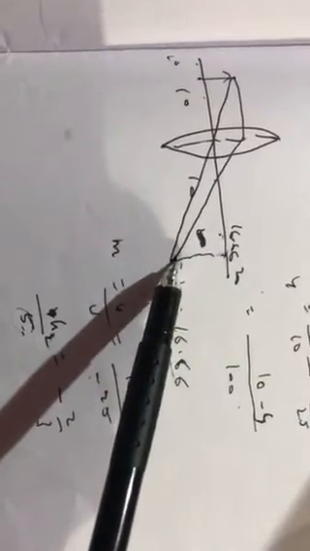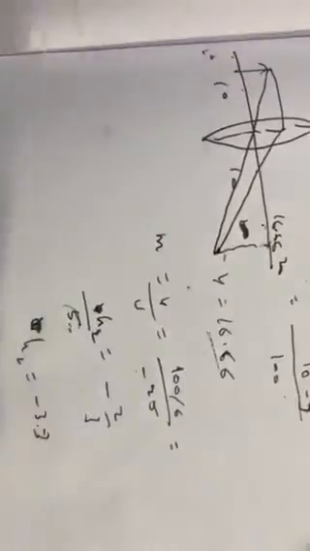Secondly, the image is inverted, right? The image is below the principal axis. That is the reason why the image height came negative, right? So this is the topic, lens equation.